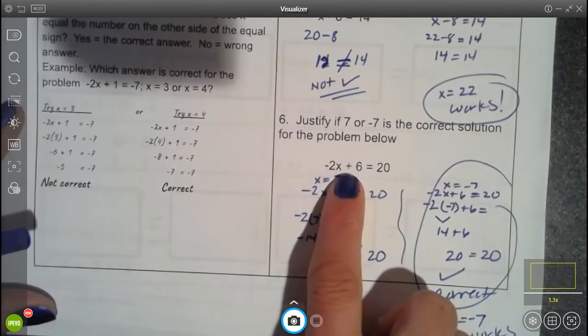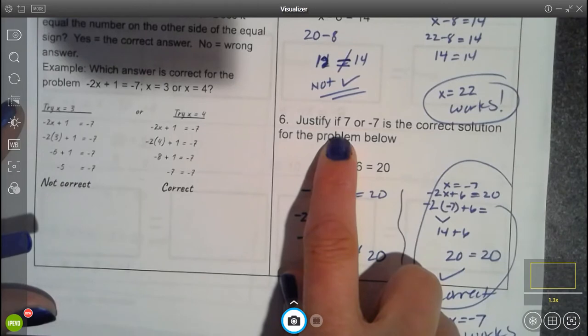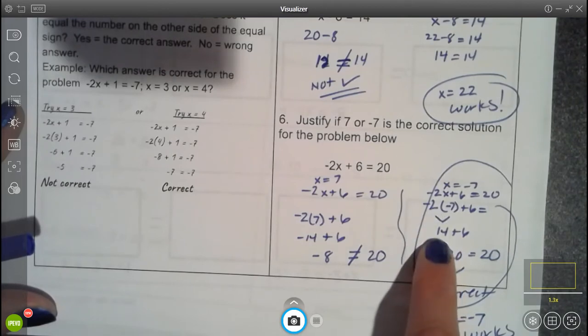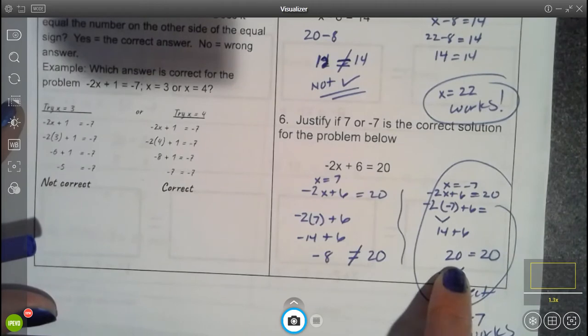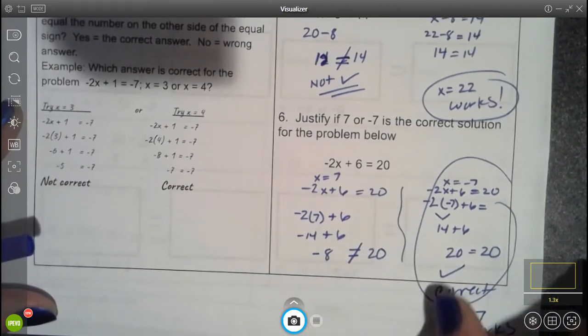Here, the equation is negative 2x plus 6. So I plug in the 7 that it asked me for and the negative 7. And it's the negative 7 that actually works. Negative 2 times negative 7 is positive 14. Add the 6. That's what works to get me 20. I want the left and the right to be equal, not unequal. So negative 7 is the number that works.